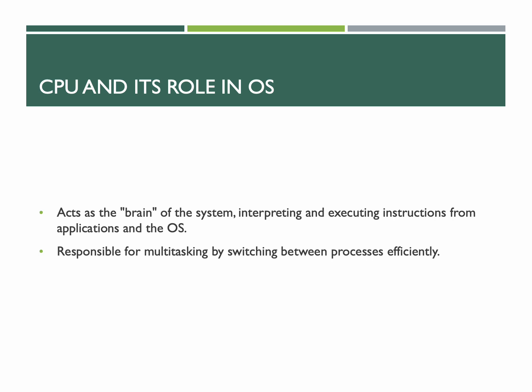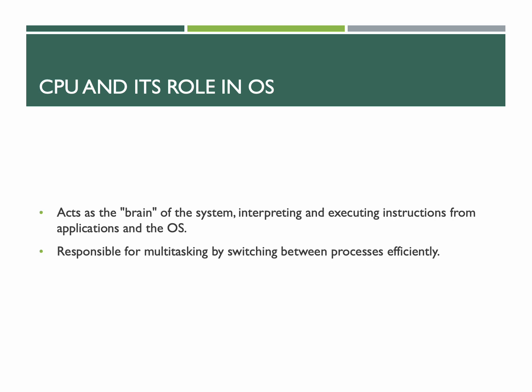So, as I already said, the CPU is often referred to as the brain of the system, and it has a critical role within the operating system. The CPU is at the center of all computing operations. It interprets and executes instructions from both applications and the operating system. Every task that requires computation or decision making goes through the CPU, making it the most vital component of the system.